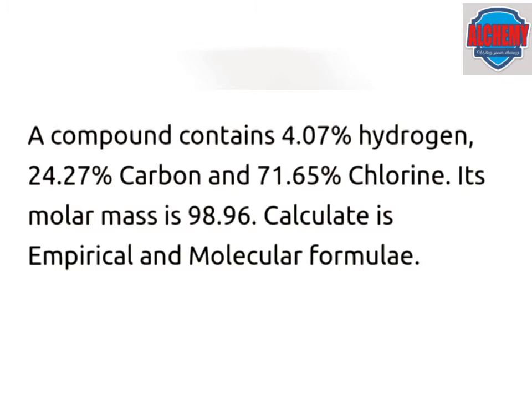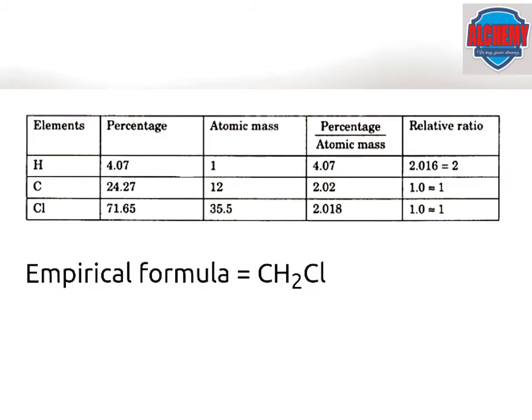We will deal with one more question. A compound contains 4.07% hydrogen, 24.27% carbon, and 71.65% chlorine. Its molar mass is 98.96. Calculate the empirical formula and molecular formula. This is the easiest way of solving these kinds of questions.